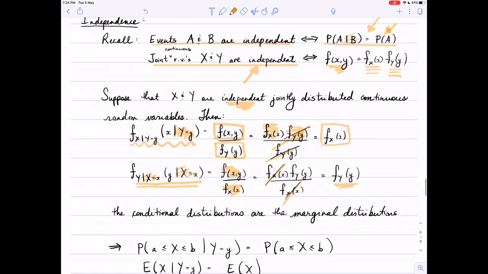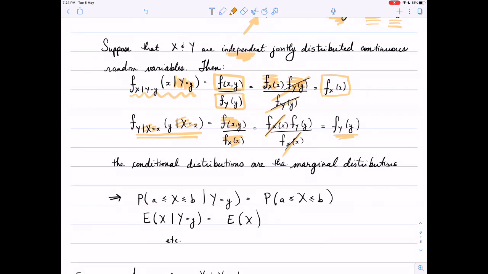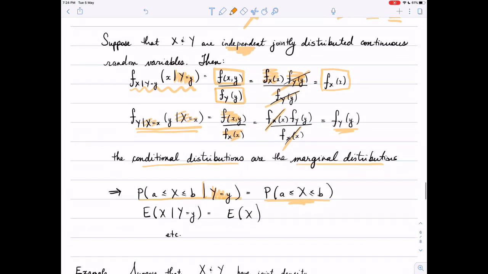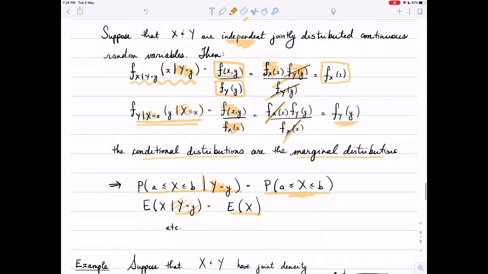It matches exactly the independence of events, which means that conditional distributions in the independent sense are the marginal distributions, which means that the probabilities that you'd calculate given that y is equal to little y, if x is independent from y, that's just the probabilities that you would calculate for x. The same thing for the expected value, right? If these are independent, you don't need to take into account that y is equal to little y.